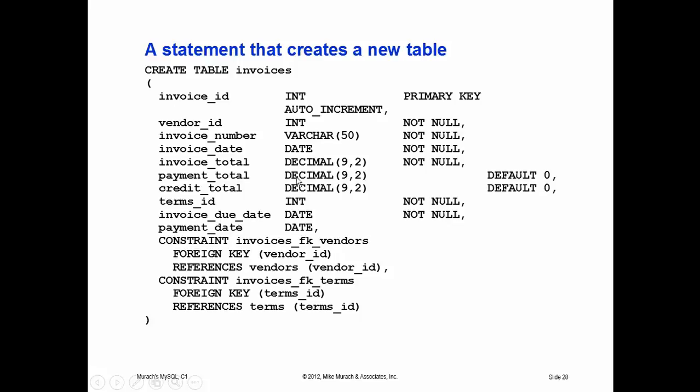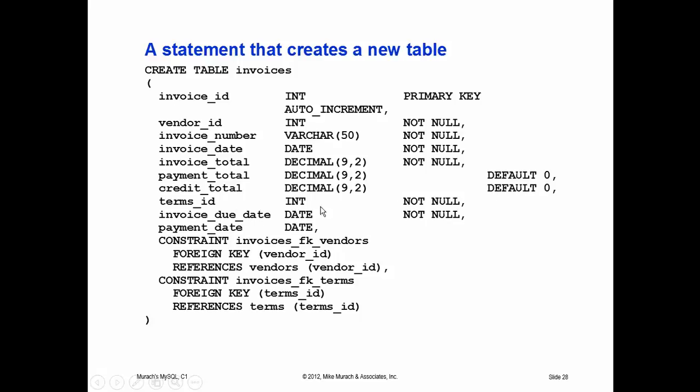An invoice total, a payment total, and a credit total. You'll notice that each one of these three say decimal 9,2. That means that there can be at most 9 digits, 999,999,999, and the last 2 will come after a decimal place. So we're talking 9,999,999 dollars and 99 cents would be the maximum amount you could have in there. And if you put nothing into those fields, have them default to 0.